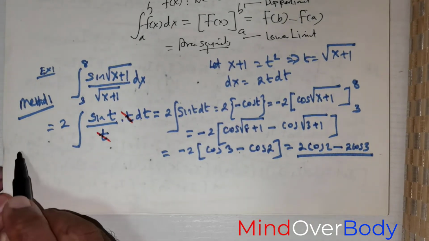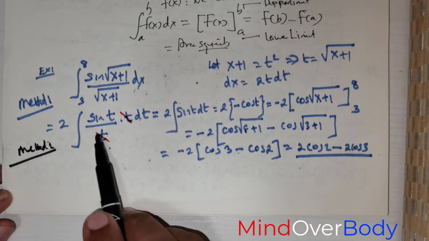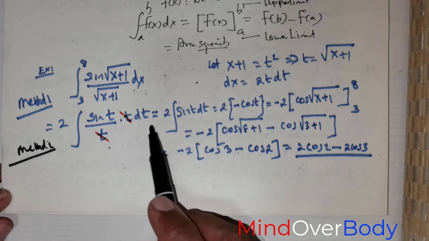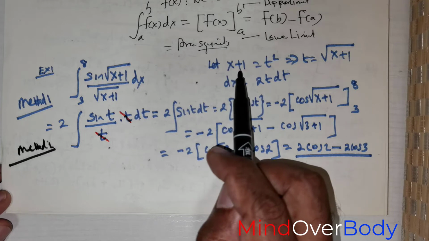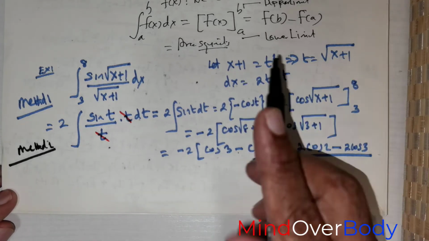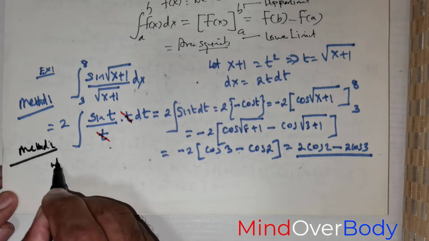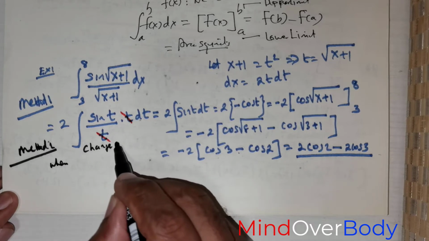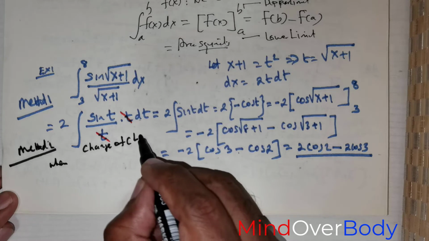Now as for method 2, there is no particular change when it comes to evaluating it, but there is a change when you apply the limits. Now in this case, if you see here, I have taken x plus 1 is equal to t squared. So there are a few things you need to do, and that is called change of limits. So this is the concept, change of limits.